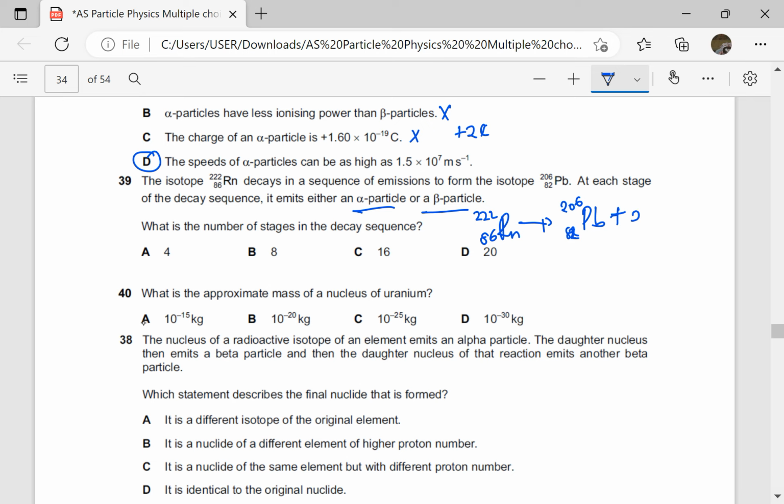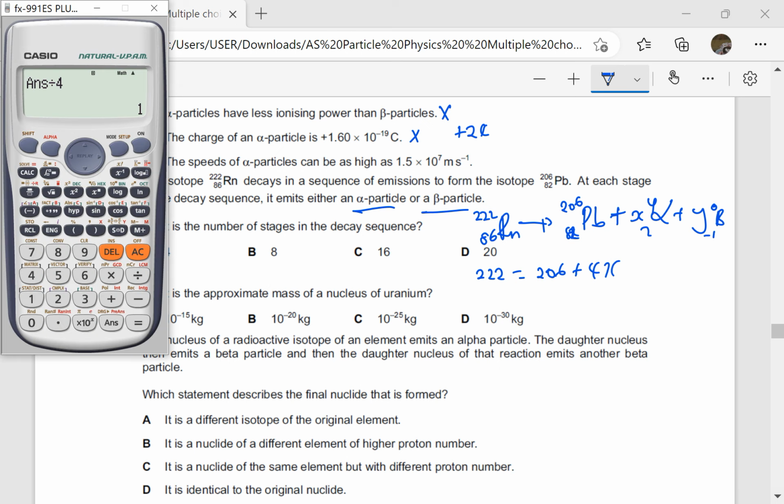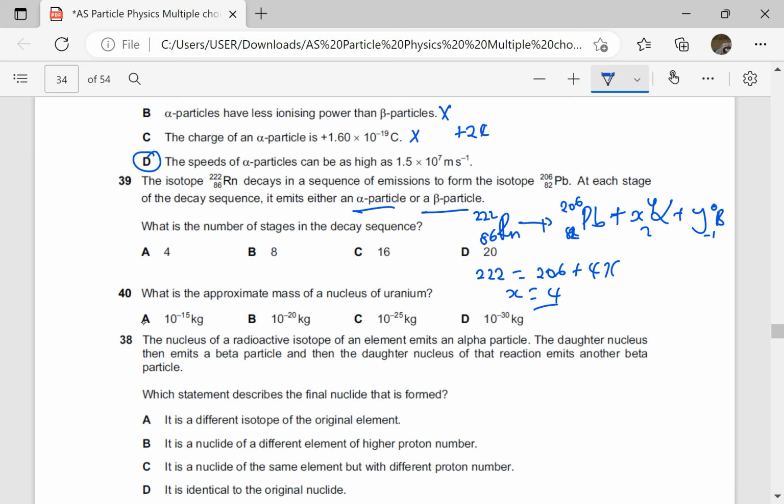So plus x alpha particles, 4 2, plus y beta particles. Remember beta is negative, so the alpha particles will determine the nucleon number of Pb. So 222 is equal to 206 plus 4x. We can find x: 222 minus 206, divided by 4. So x is 4. We expect a maximum of 4 alpha particles.